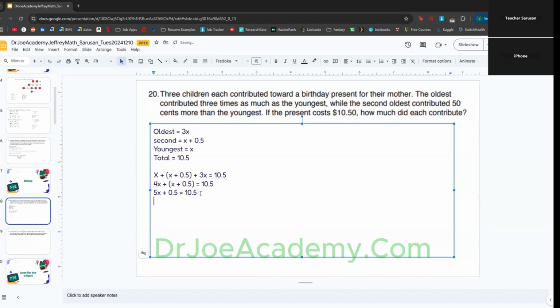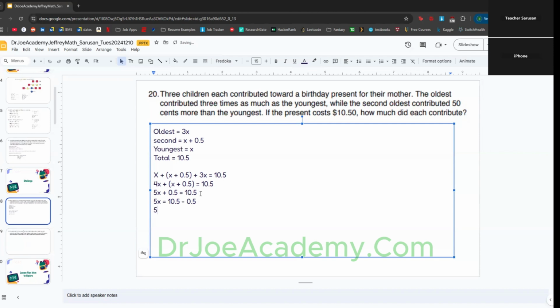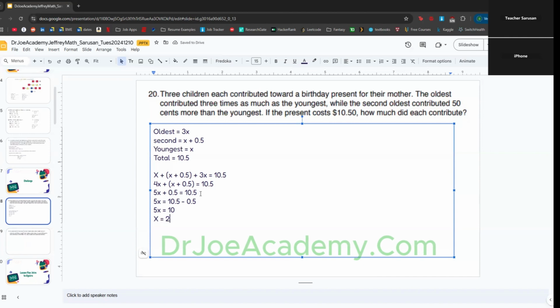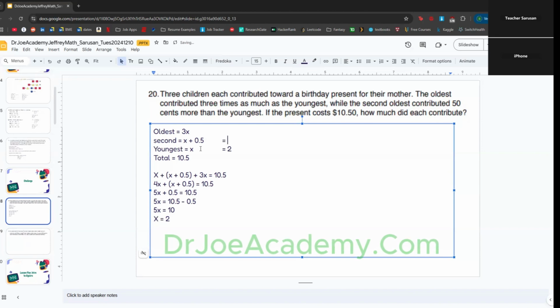Okay, so it'd be 10.5 minus 0.5, which is 10. So then 10 divided by 5. That means x equals 2. Excellent. X equals 2, so the youngest made 2. The second gave 2.5. Oh, yeah, 2 plus 0.5 equals 2.5. The oldest gave $6.